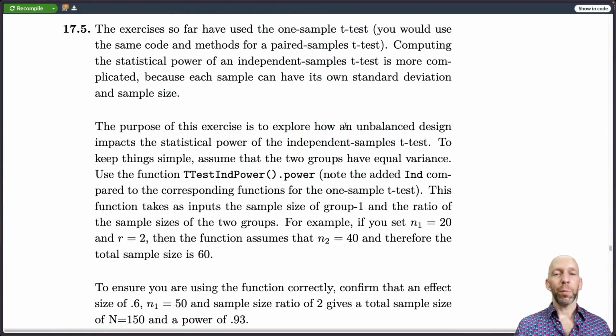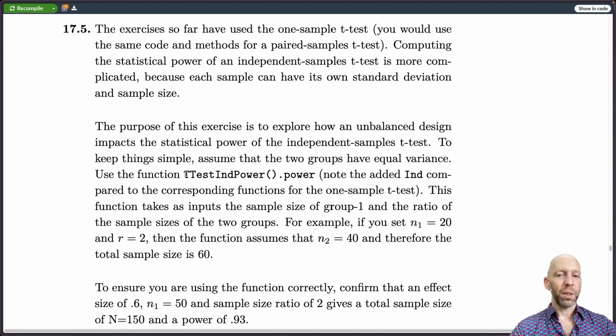Now, in all of the previous exercises so far, we have been working with computing power for the one sample t-test, which is exactly the same as the power calculations for a paired sample t-test. But what happens if you're running an independent samples t-test, a two samples independent t-test where you have two different groups? The calculations get much more complicated here because the two different groups can have different sample sizes, different variances, and so on. And we are going to start exploring this function here.